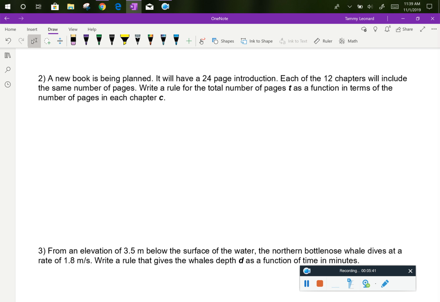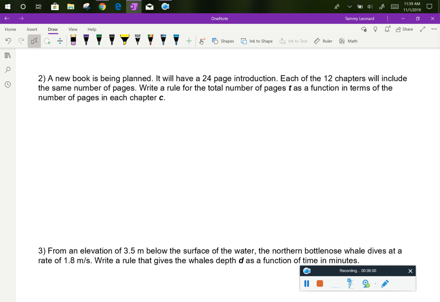In number 2, a new book is being planned. It will have a 24-page introduction. Each of the 12 chapters will include the same number of pages. We're asked to write a rule for the total number of pages T as a function in terms of the number of pages in each chapter.